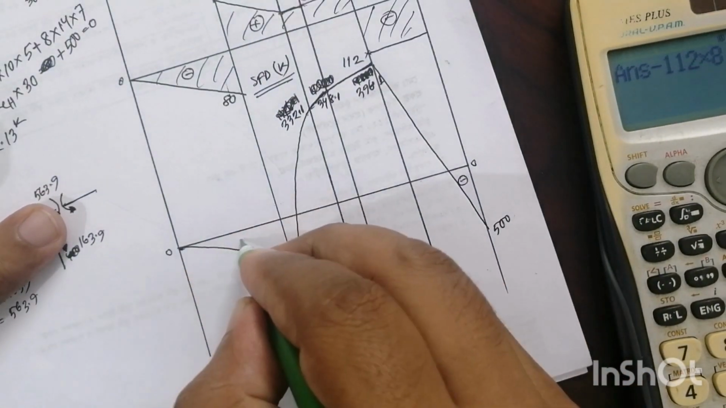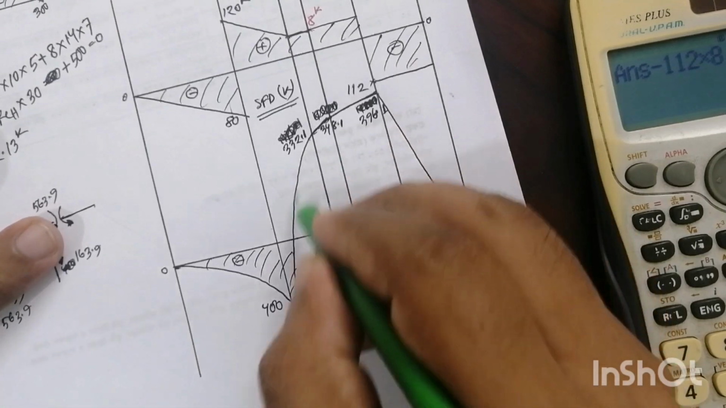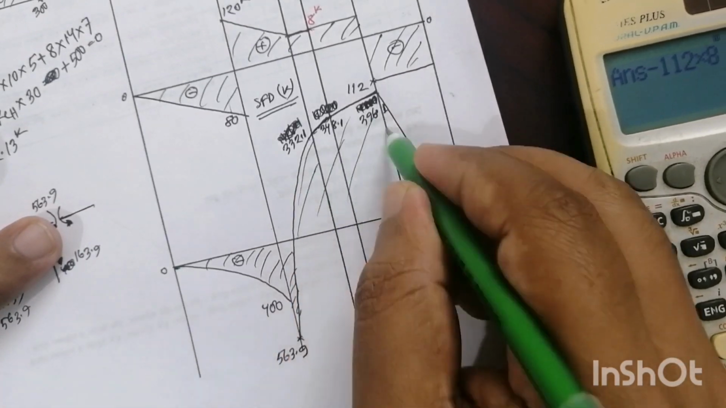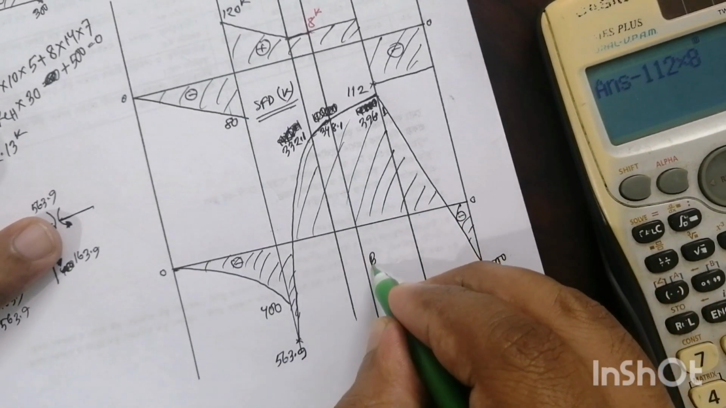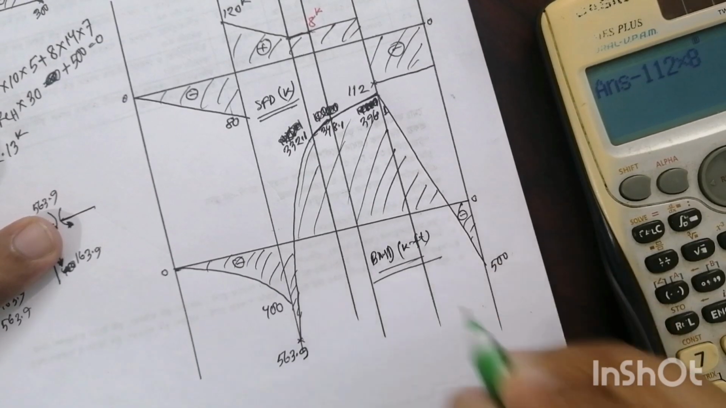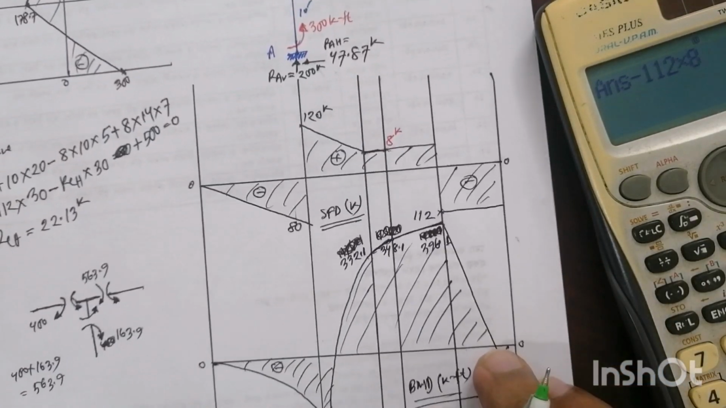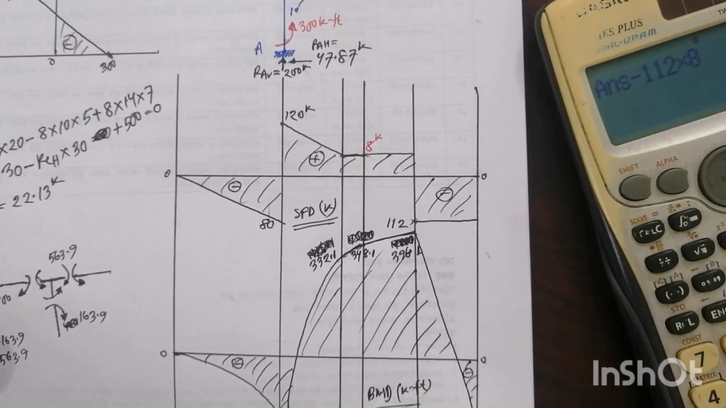This is the BMD in kip-feet. So here is our today's solution. Thank you all.